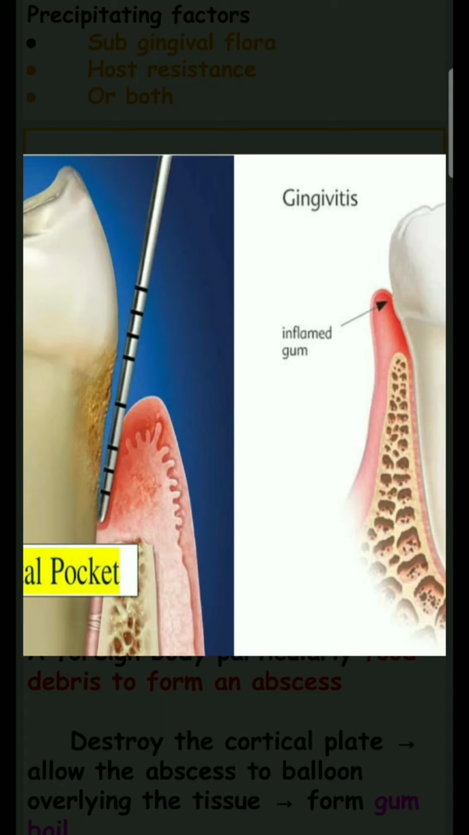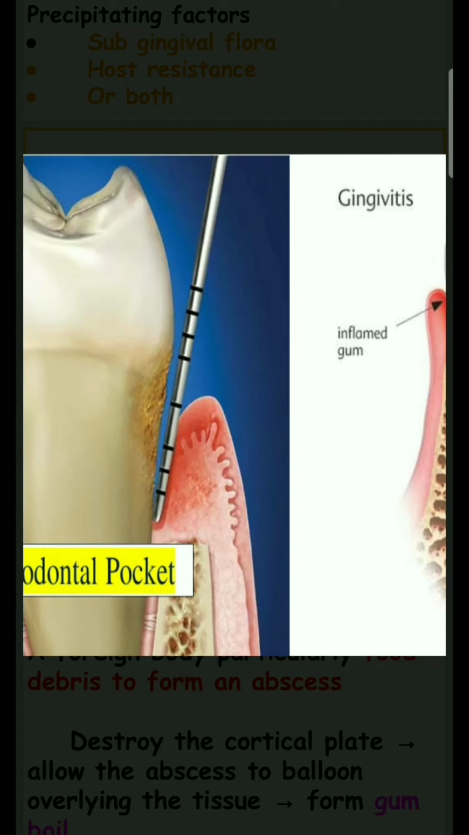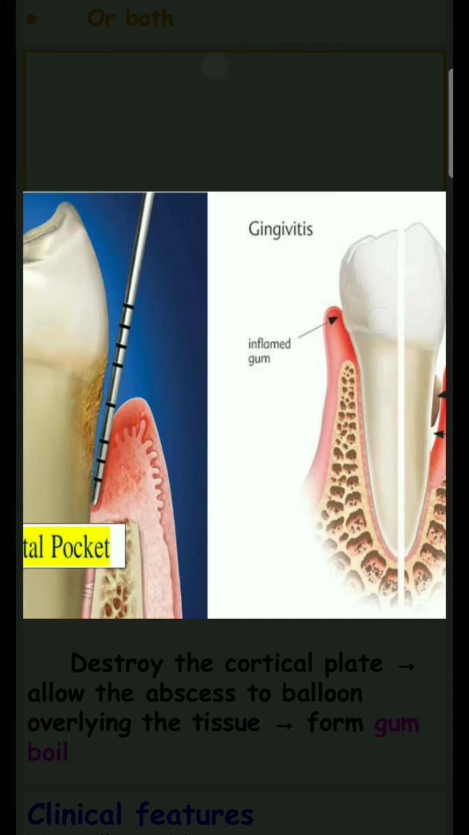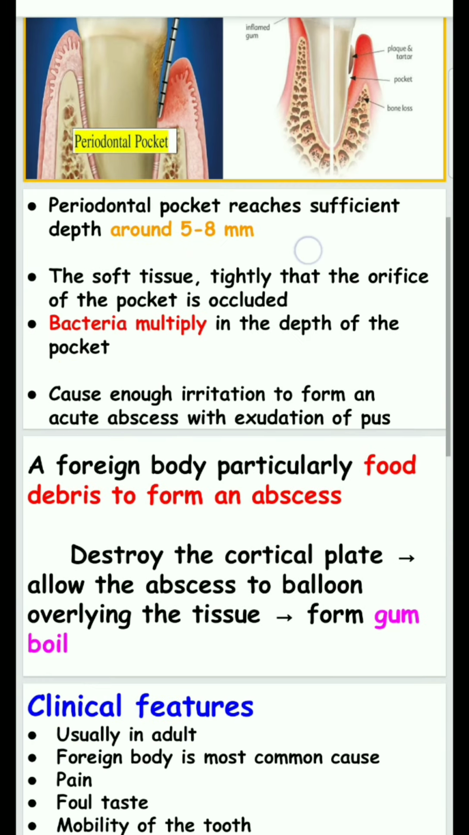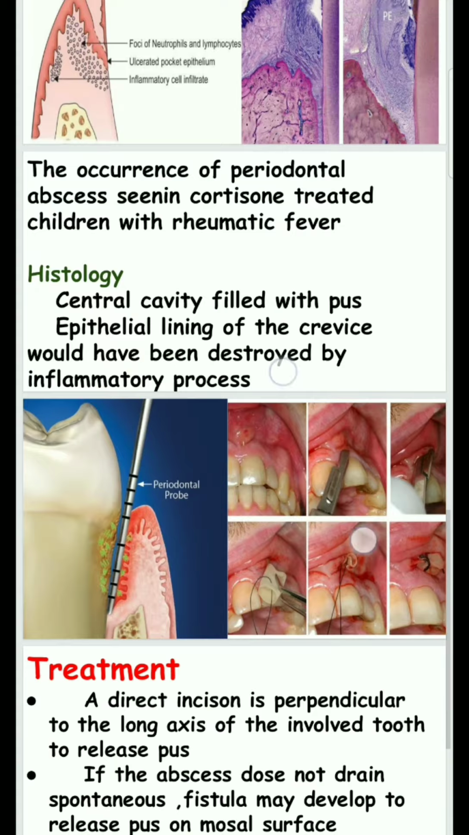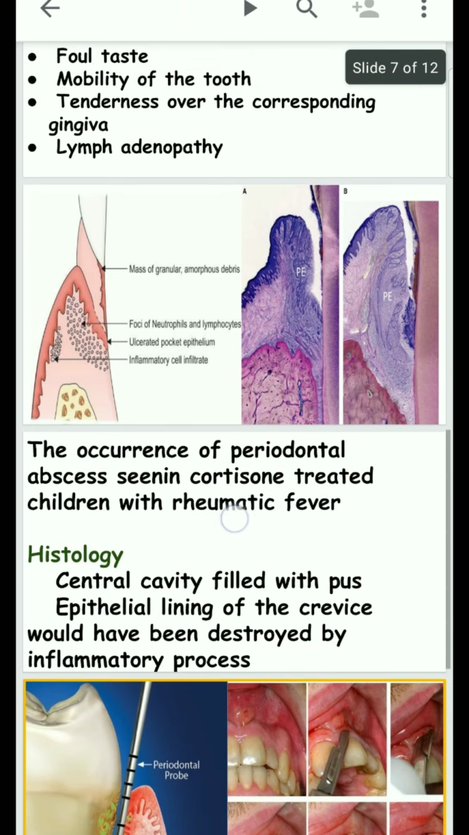Naturally our tooth has a self-cleansing property, but in this case, due to the increase in periodontal depth, the bacteria can easily multiply and cannot be easily removed from the periodontal pocket. This paves the way for the bacteria to grow more and form the lateral periodontal abscess. This abscess damages the cortical plate. The abscess has a gum boil appearance. This is a gum boil appearance, which will be seen in this area.